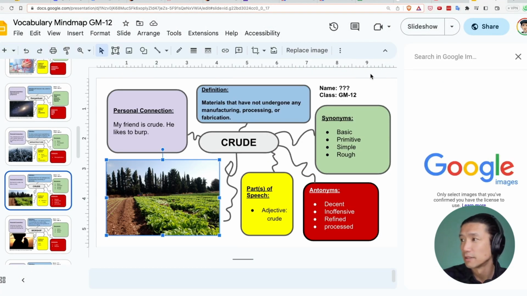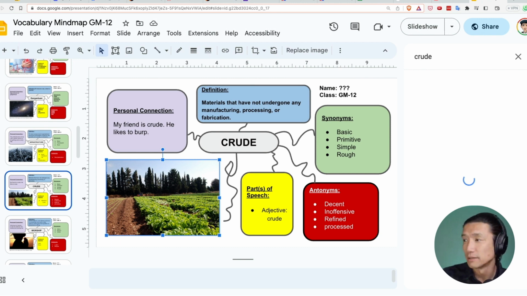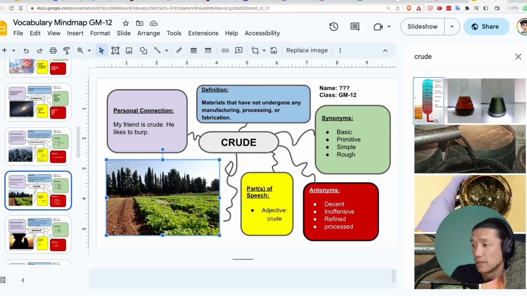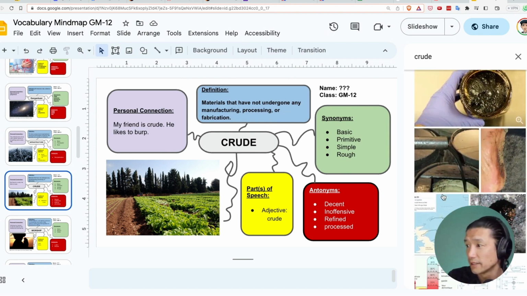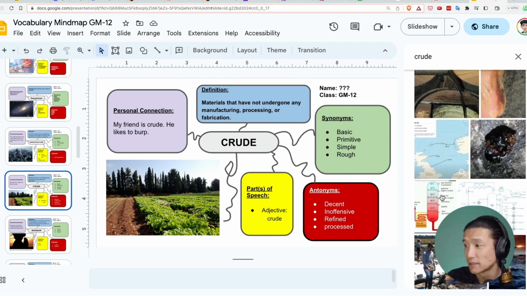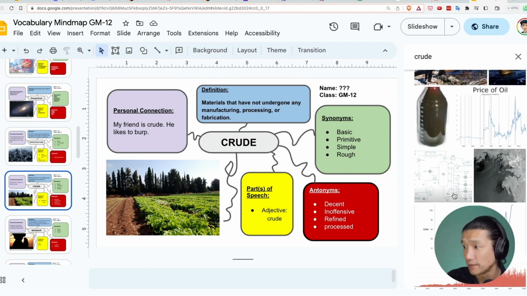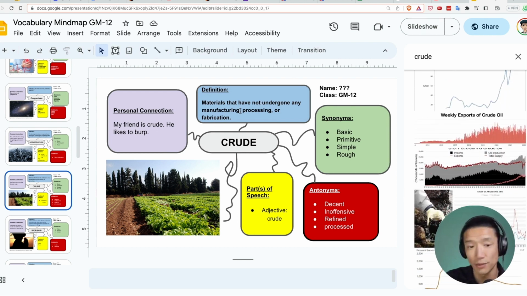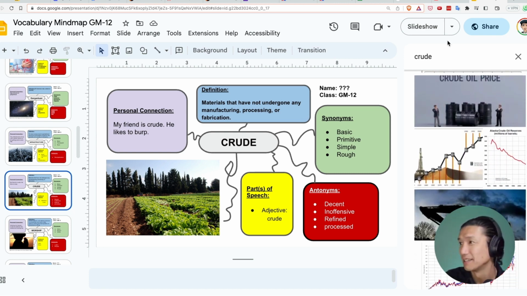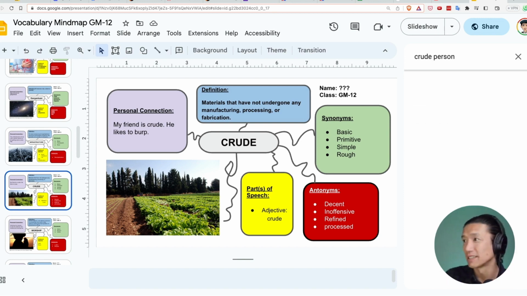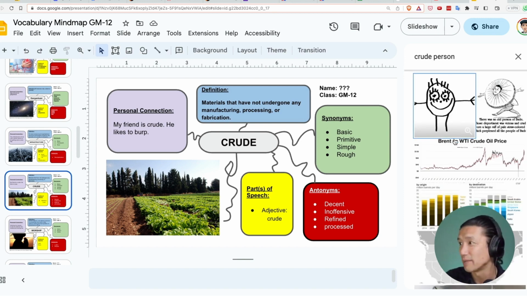Let me search. I'm going to look up crude and see what shows up first. This can always help you, right? Crude oil is raw, unprocessed. That's what usually shows up. Crude oil is what you pump from the ground, and it looks like tar. But let's put in crude person because it's very common.